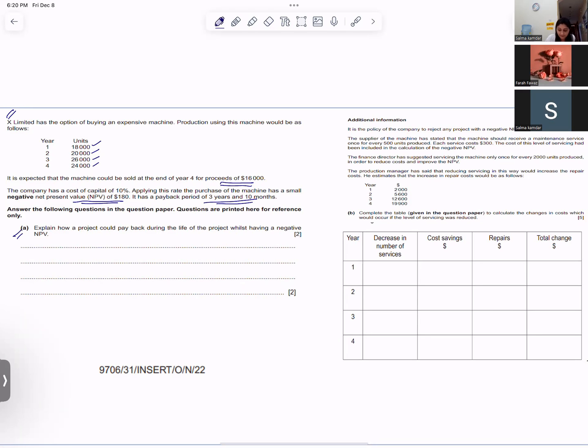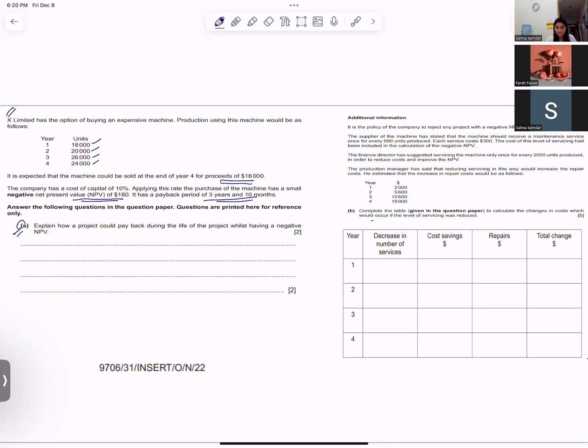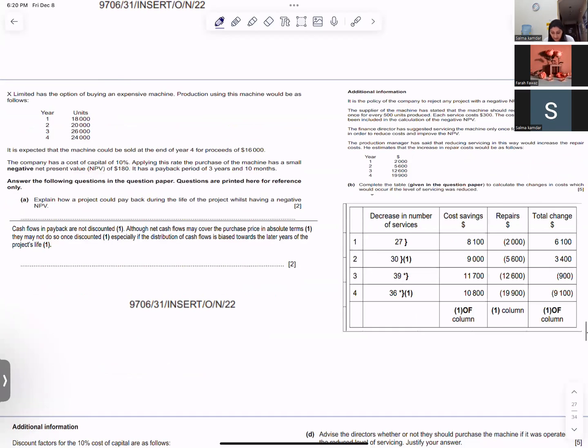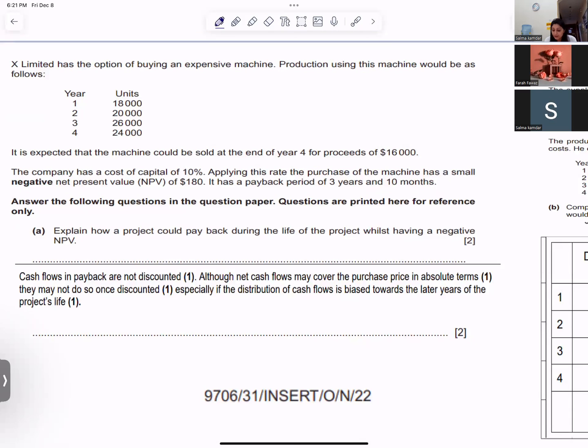Can you read the question? Explain how a project could pay back during the life of the project while it's having a negative NPV. Come on, can you explain this to me? Explain how a project could have a payback while having a negative NPV. Can you explain me?